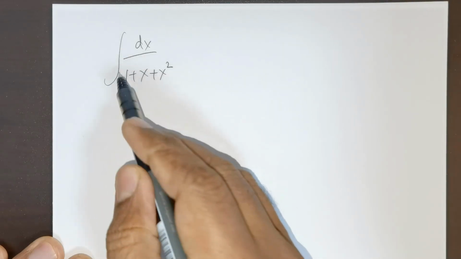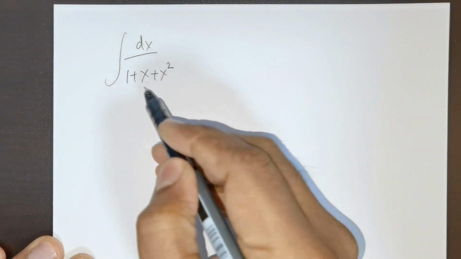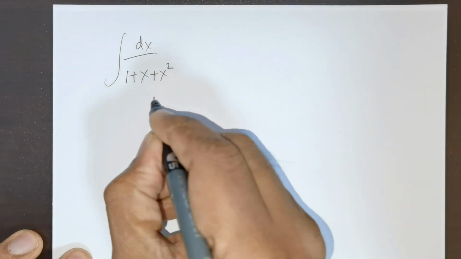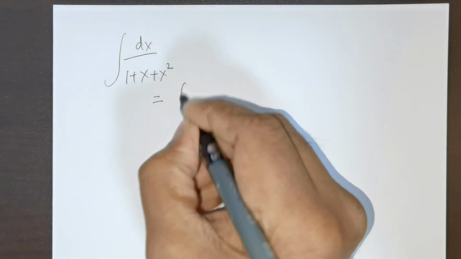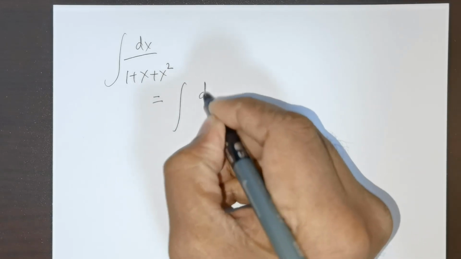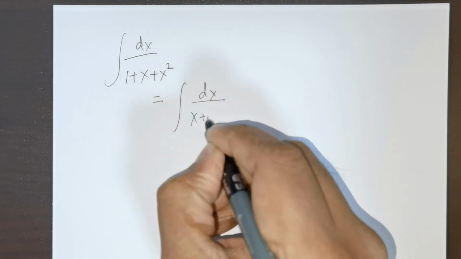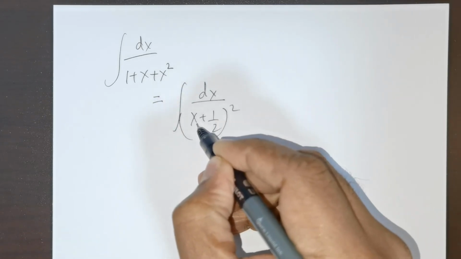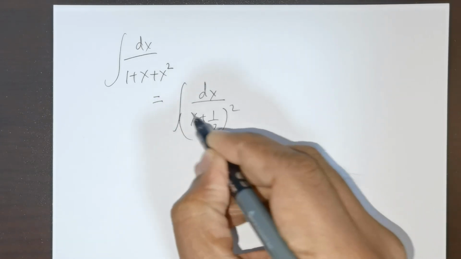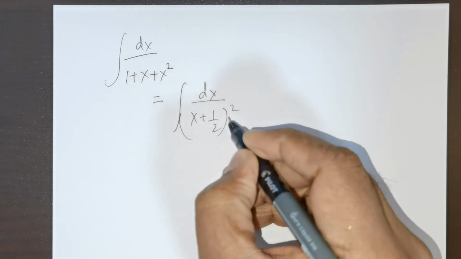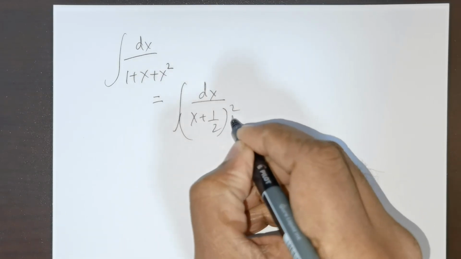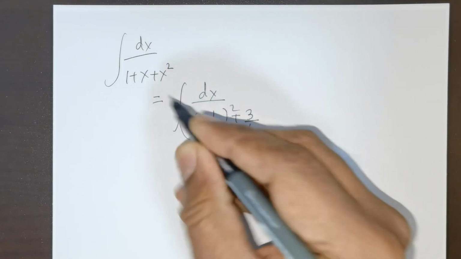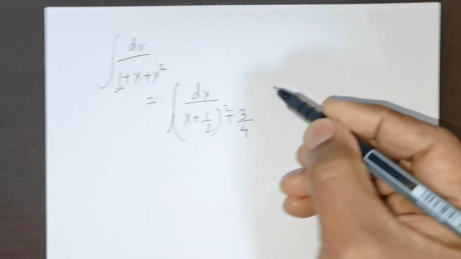I am going to integrate this question: integral dx over 1 plus x squared. I can easily use the perfect square formula to rewrite this as x plus 1 over 2 whole squared. If I expand, I get x squared plus 2 times x times 1 over 2, that is x, plus 1 over 2 whole squared, that is 1 over 4.